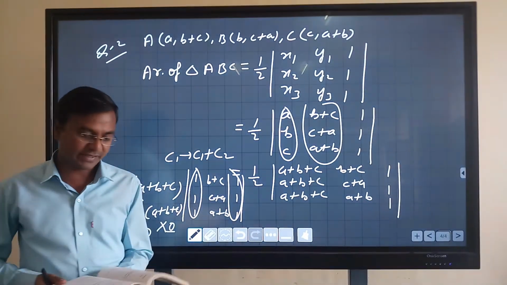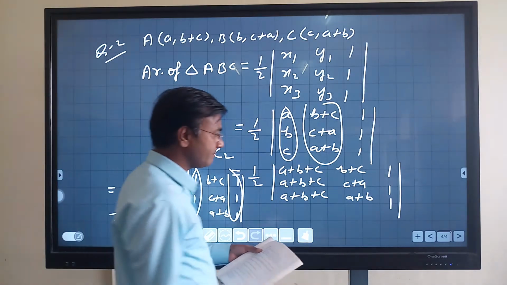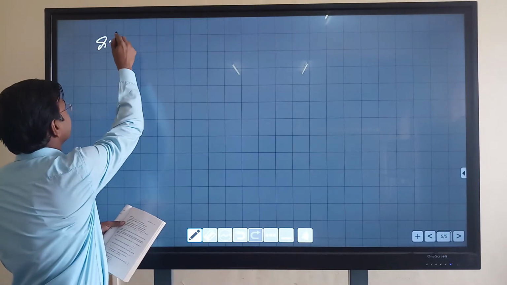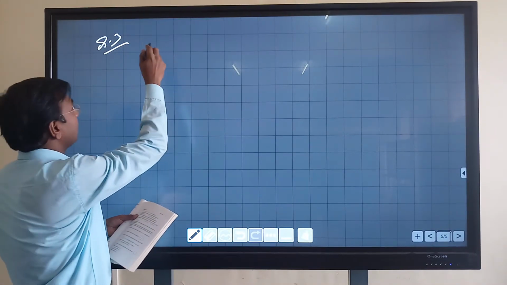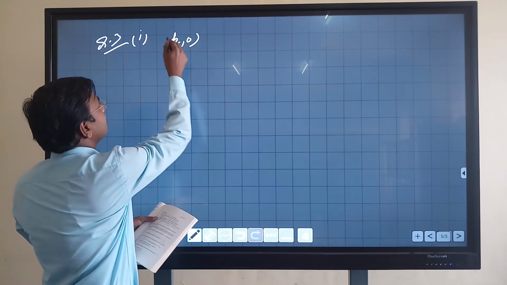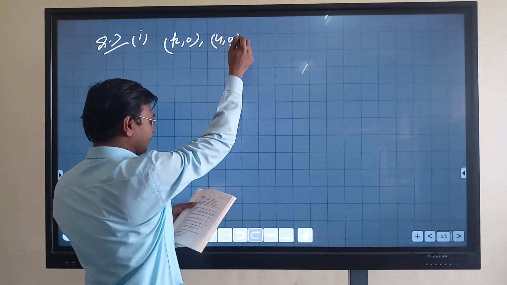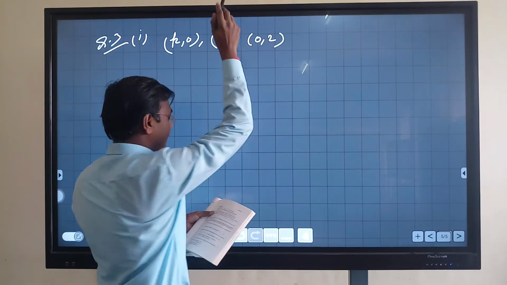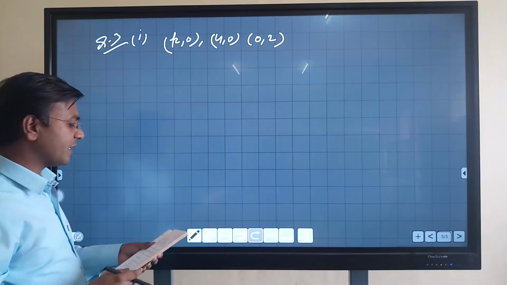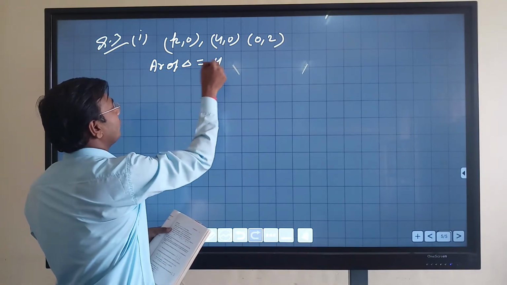So let's see some more questions. Question number 3. Find the value of k. So this time we have to find the value of k. The points are k, 0, then the next point 4, 0 and 0, 2. So we have to find the value of k for which the area of the triangle is given as 4 square units.